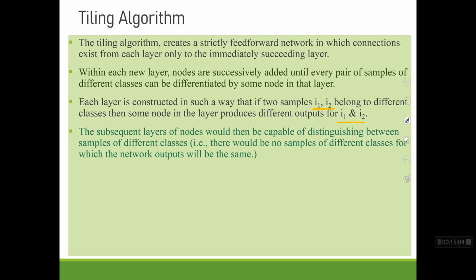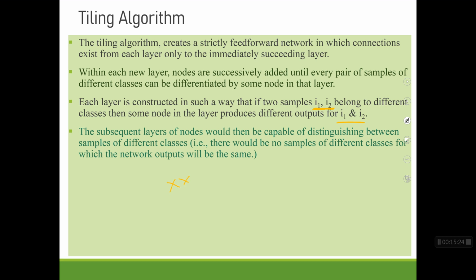So that is the reason you have to ensure that in the first layer all the patterns are separable. All the pairs, whatever number of pairs you got, you should be able to separate them with some line or the other, some node or the other. Only then in the second layer will it be able to separate the different samples.